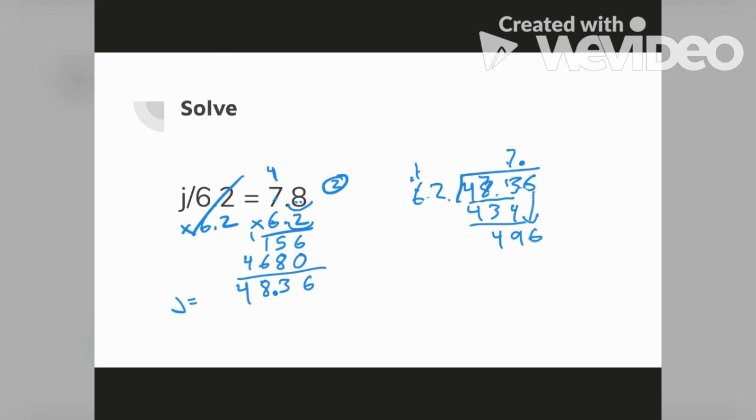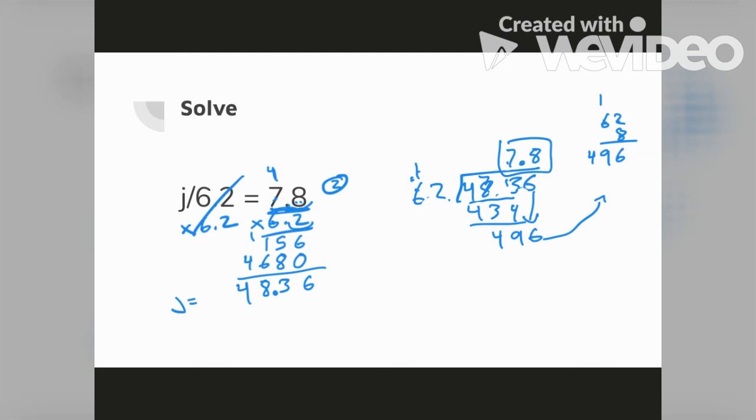I bring down the 6. And I say, how many times can it go in there? I'm going to guess it goes in there 8, because that's what my answer is over here. Let's check. 62 times 8. We want it to equal this 496. 8 times 2 is 16. Carry 1. 8 times 6 is 48. Plus 1 is 49. It does equal it, so I checked my work. It did take me a little extra longer, but that is a solution to the equation.